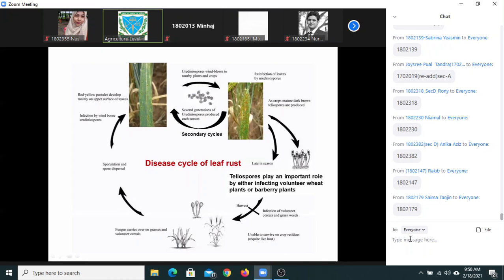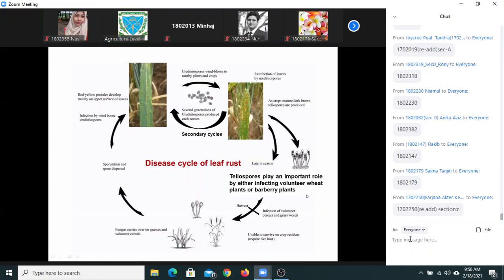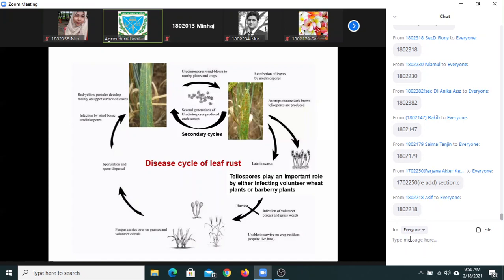Once you harvest, what will happen? This teliospore plays an important role for the perpetuation or survival of the pathogen in the absence of the host. They usually live on the barberry plant. There is a plant, the source of primary inoculum, the barberry plant. So as I told you earlier, basidiospores and pycniospores are produced on the barberry plant. But urediniospores and teliospores, these two spores are produced on the wheat plants.